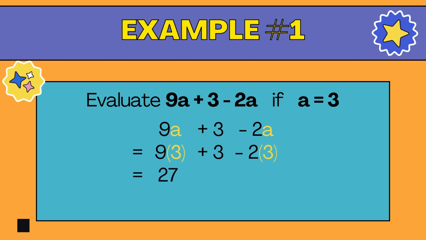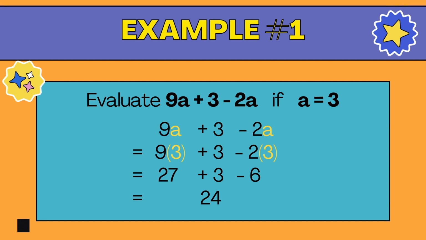The next step is to do the multiplication between the 9 and the 3. 9 times 3 is 27. Then we'll rewrite the 3 because, again, it doesn't change. And then when we multiply negative 2 times 3, we get negative 6. The final step is to finish adding all the terms together. 27 plus 3 is 30. Then subtract 6, and we get 24. Now we have evaluated the expression 9a plus 3 minus 2a if a equals 3.